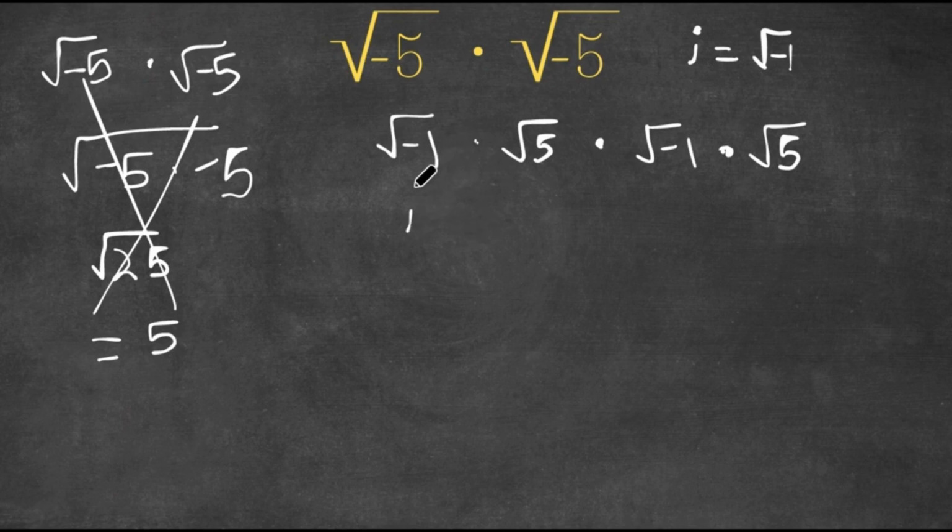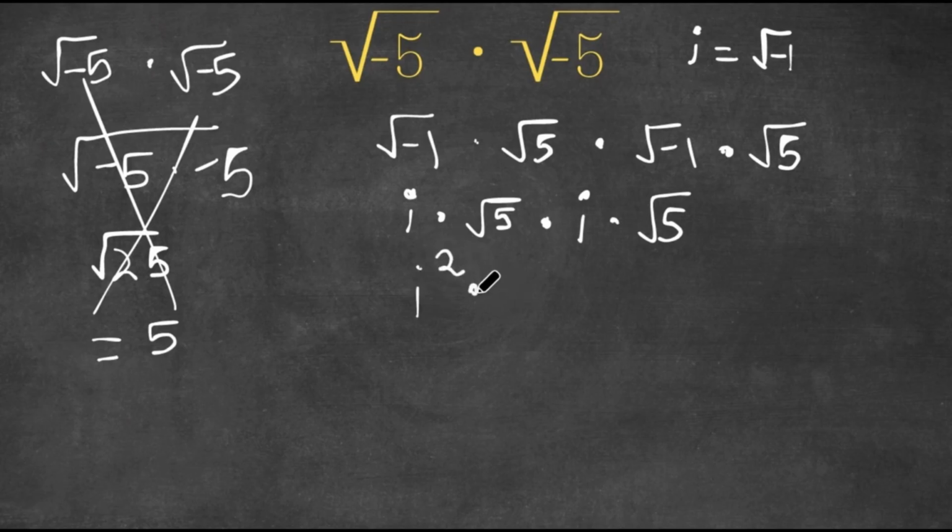So now I have i times the square root of 5 times i times the square root of 5. So now we can multiply both i's, so I get i squared times the square root of 5 times 5.